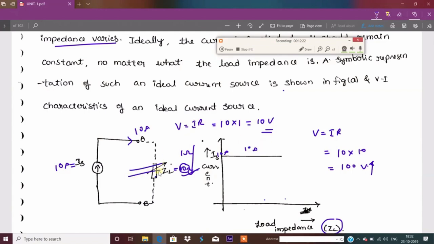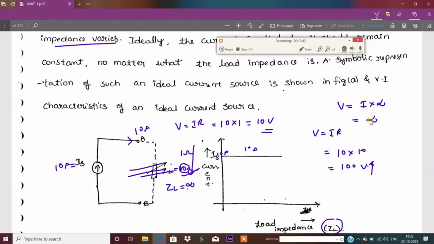For example, I am open circuiting this particular voltage source. What do you expect your current to be? Open circuited means that the impedance is equal to infinity. V is equal to I into infinity. Impedance is infinity, so voltage will be infinity.